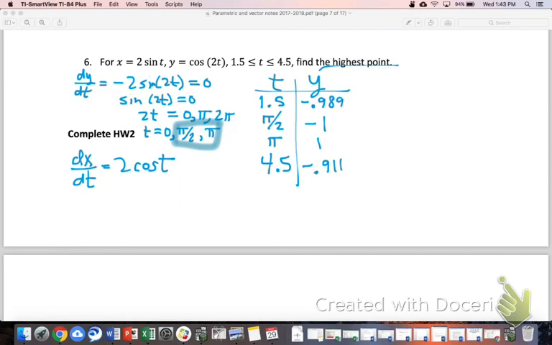So we look at this here and we pick out, and we say, you know what? The highest y value I see is 1, so that's the highest point. So then to find the full point, you would say it's something comma 1. I'd plug a pi in for my x equals 2 sine t. And 2 sine of pi is 0. So 0, 1. So did you guys look at a graph of this?